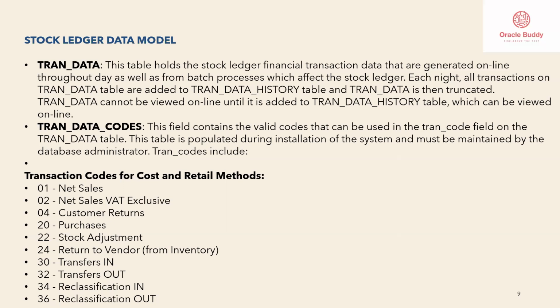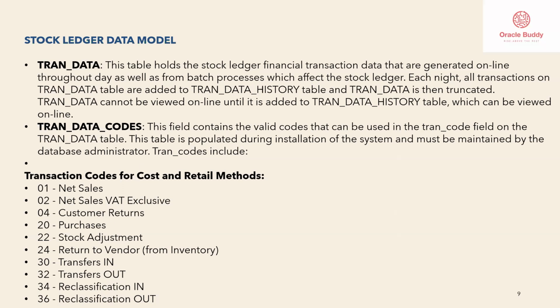Trend data cannot be viewed online until it is added to the trend data history table, which can be viewed online. Next is trend data codes. This table contains the valid codes that can be used for the trend code field on the trend data table. It is populated during installation of the system and must be maintained by the database administrator.